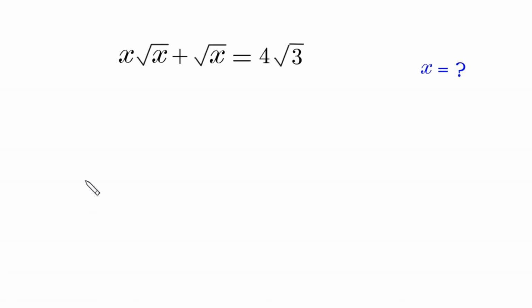Hello, welcome to how to solve this very nice radical equation. x times root x plus root x is equal to 4 times root 3. We need to find all possible values of x.